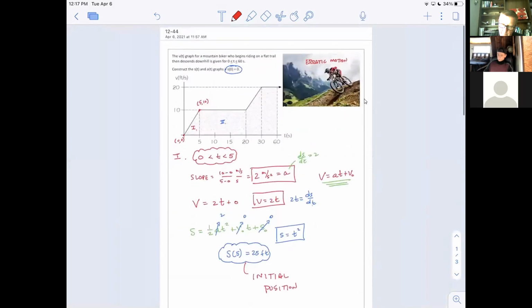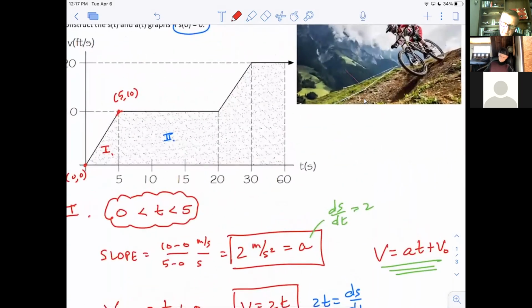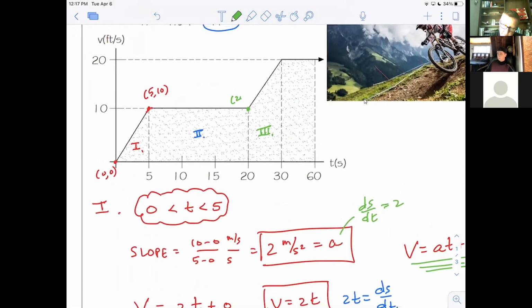So let's look at the third phase where this thing is increasing speed again. The third phase of the erratic motion. So now the biker starts downhill, which means his speed is proceeding from the point time 20, speed 10, up to time 30, speed 20. So notice that has a slope, 20 minus 10 over 30 minus 20. Basically in 10 seconds, I increase 10 feet per second. So this is an acceleration of 1, a slope of 1.